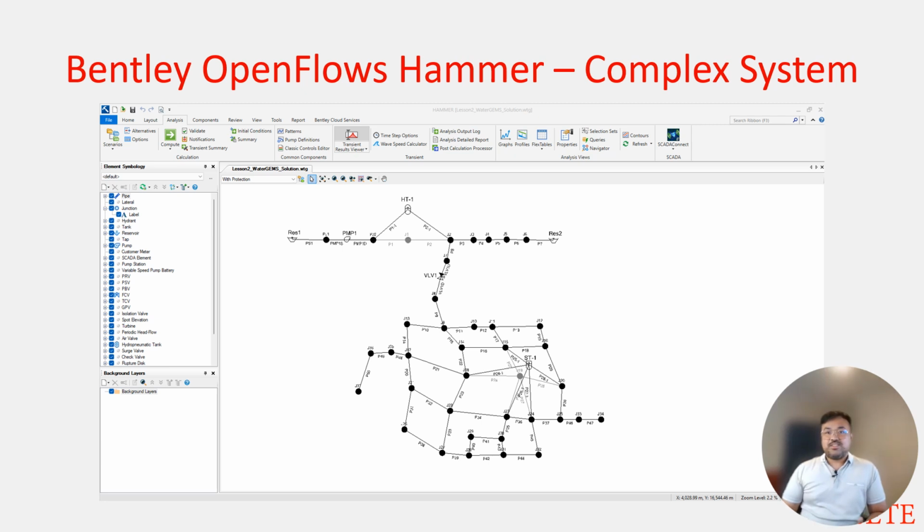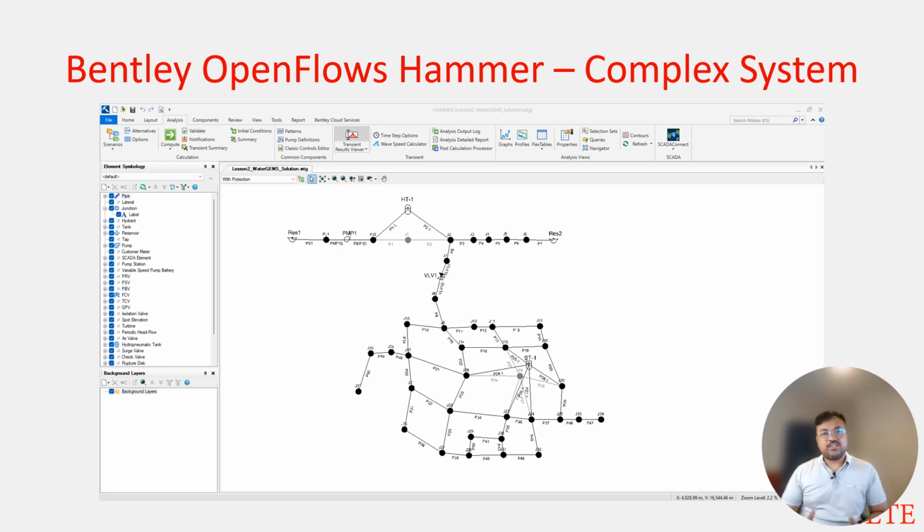Now, let's move on to a more complex system. In real-world applications, water distribution networks often consist of multiple pumps, valves, reservoirs, and pipelines, all working together to deliver water across large distances and varying elevations. These systems can be quite intricate, with many interdependent components that influence how the system responds to transient events.